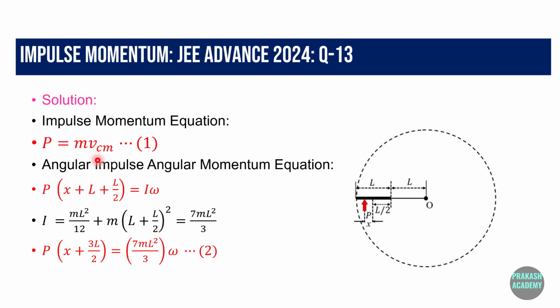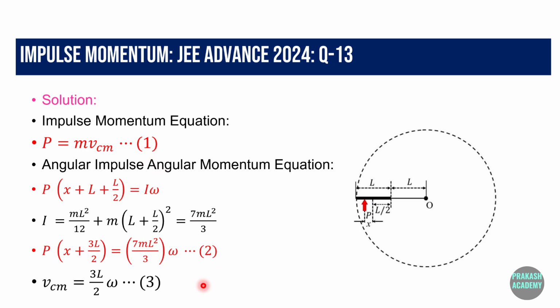Now what is the velocity of the center of mass? The center of mass is moving in a circle at a distance of L by 2 plus L, that is 3L by 2, and omega is given, so the velocity will be r times omega. So that is 3 by 2 L times omega. So the velocity of the center of mass is 3L by 2 times omega.